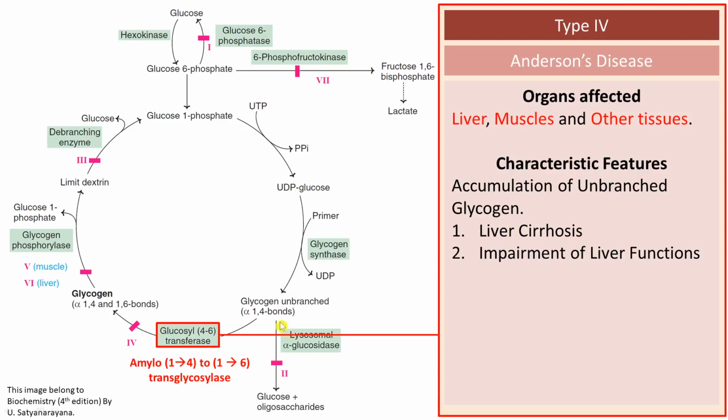This is because glycosyl transferase or amylotransglycosylase helps to convert unbranched glycogen to the branched glycogen. But if this enzyme is deficient, then there will be accumulation of unbranched glycogen in our tissues, and this will lead to liver cirrhosis or impairment of liver functions.